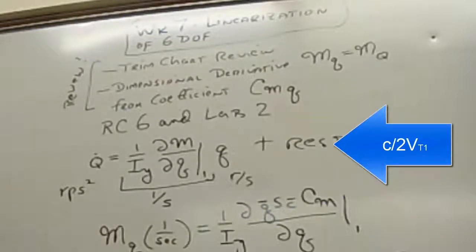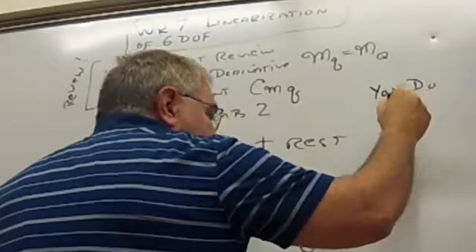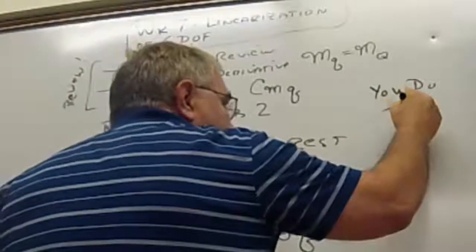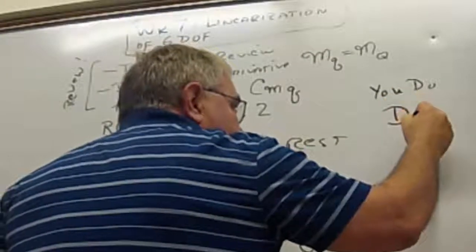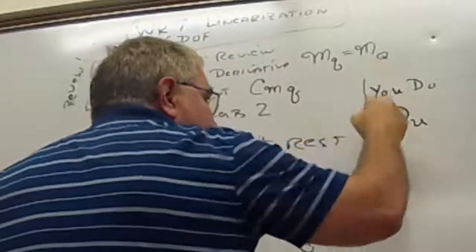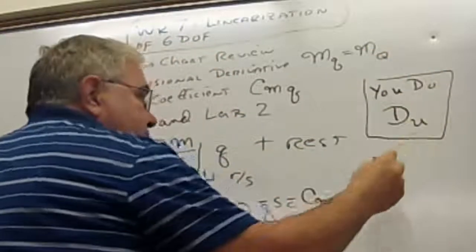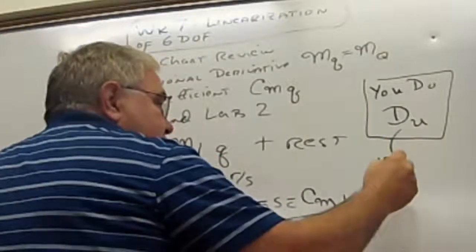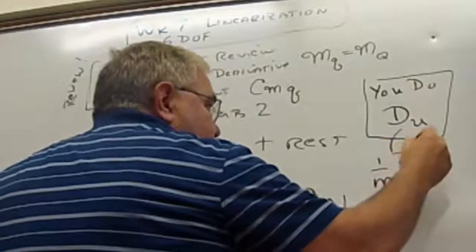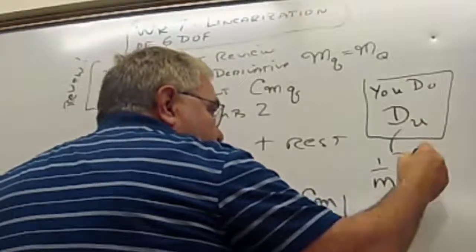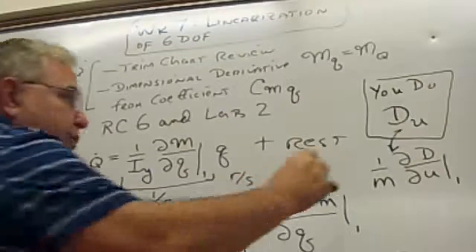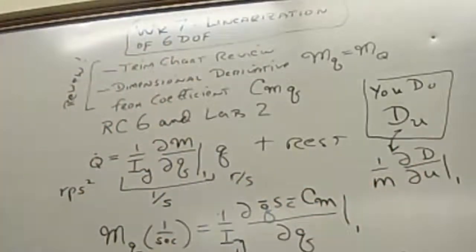So what I'd like you to do this week, how about drag? You do drag. Drag due to velocity, du. You do du. I'll get you started. So that's going to be 1 over the mass times partial drag over partial u evaluated at steady state condition. I'll get you started. Just for your readiness check, that's going to be worth 10 points. Okay.